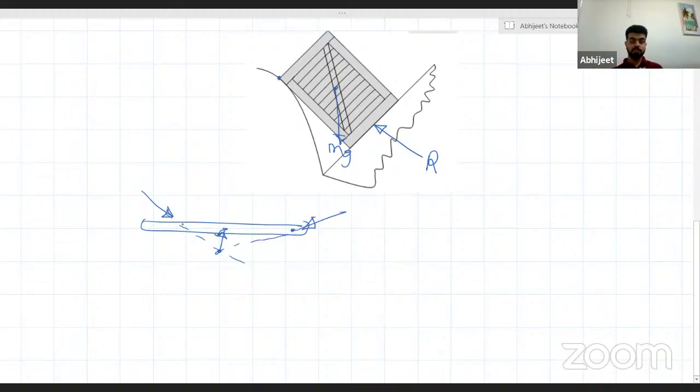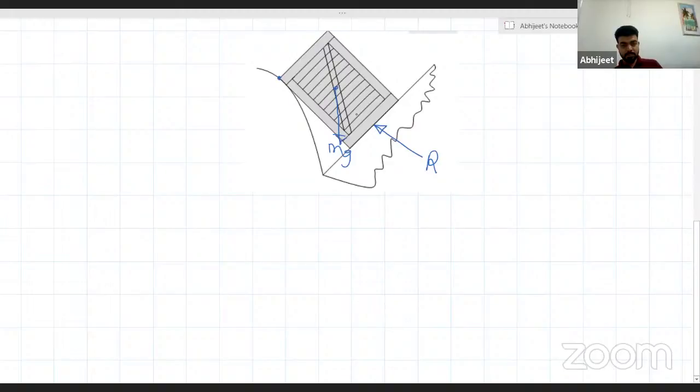So all three forces on the body should coincide at one point. They should be concurrent. Here in this object, this normal force will pass through this CG, right? G. Now this G and this point of contact should be joined, and along this direction the reaction force will be acting.